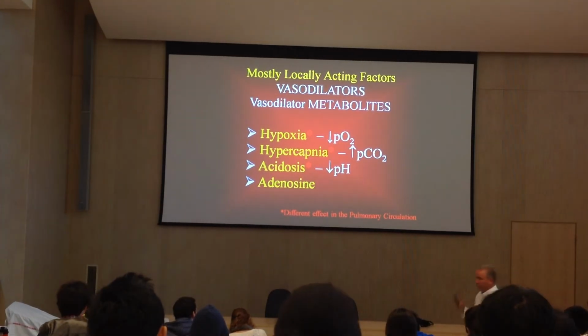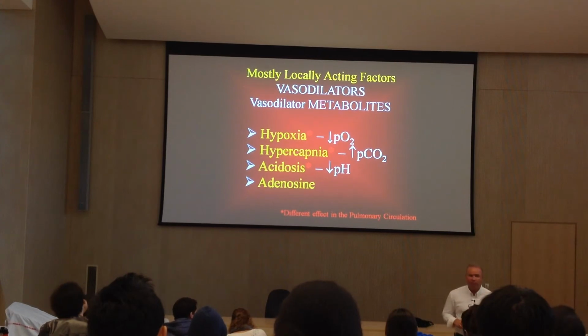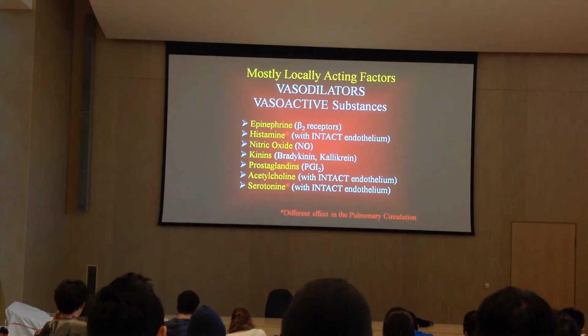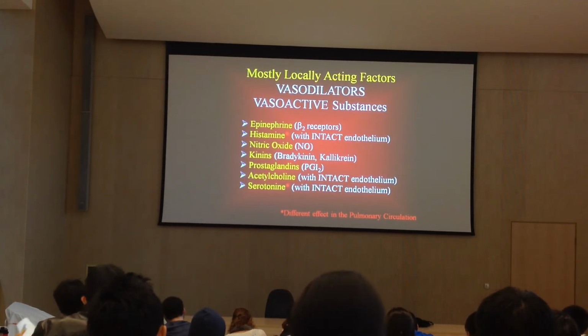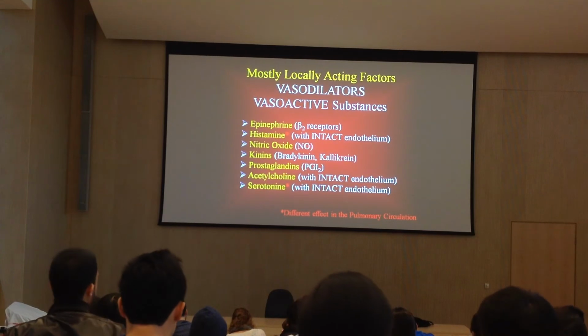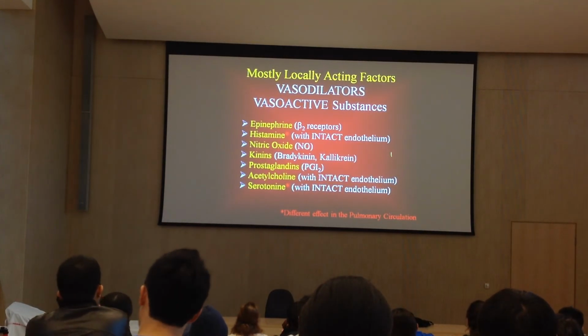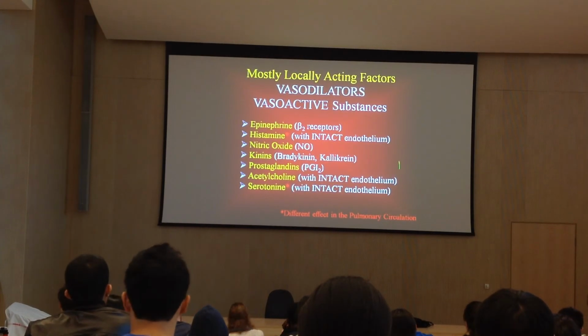That these guys in the pulmonary circulation will perform vasoconstriction. Okay. Next group. These are not really metabolites, but rather vasoactive agents. So these are vasoactive substances which are usually produced locally, but sometimes systemically.